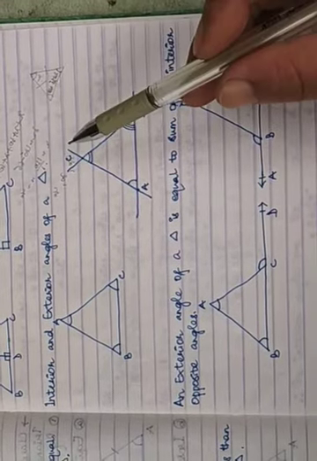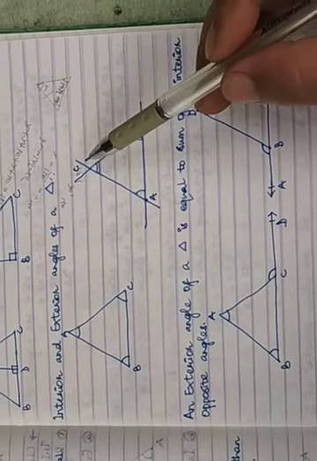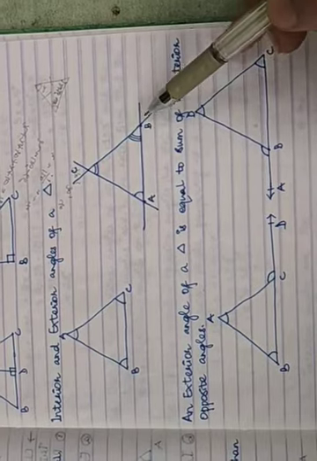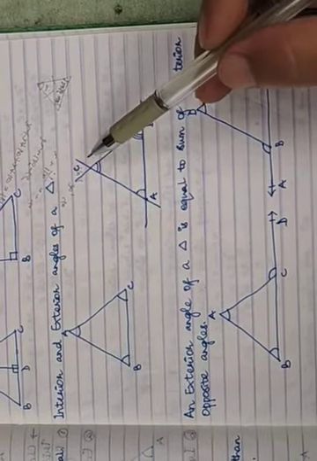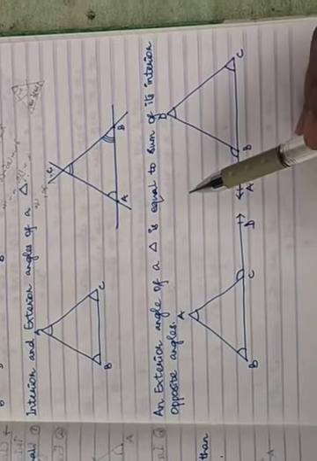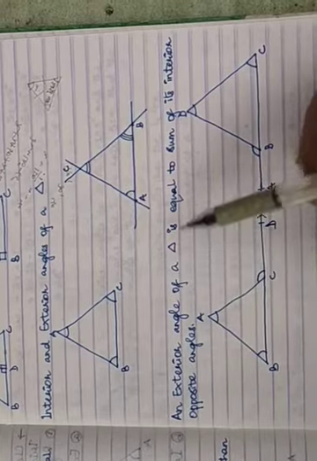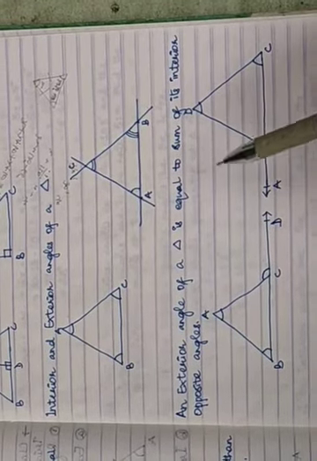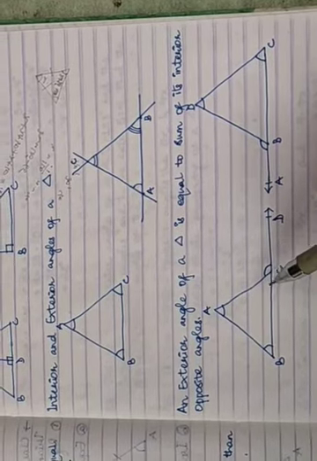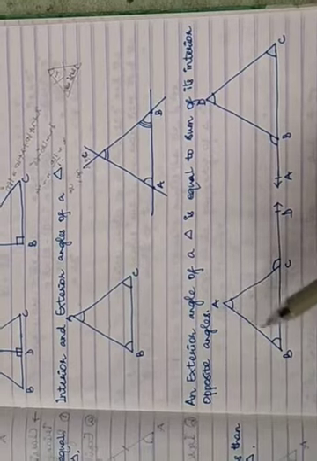Remember, if we extend the sides of the triangle, then you may get various exterior angles. Like for example, in this one, all these angles formed outside the triangle are exterior angles, simple. So what the exterior angle property of a triangle states is that an exterior angle of a triangle is equal to the sum of its interior opposite angles.